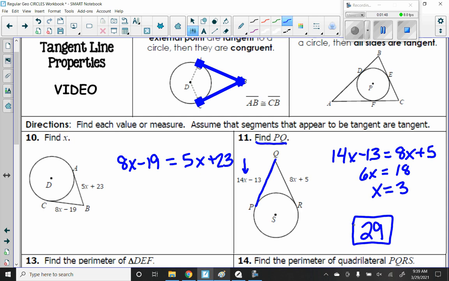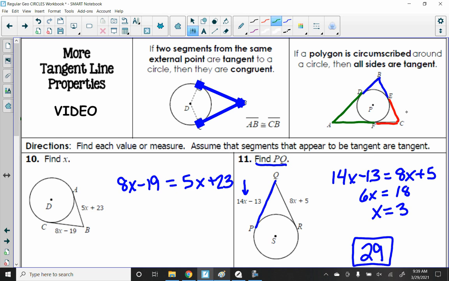Okay, so let's take this concept. These two pieces on this picture are going to be equal. These two pieces that meet at C are going to be equal to each other, and these two pieces that meet at A are going to equal each other. And if a circle is on the interior of a triangle or quadrilateral, this is called circumscribed. That means inside around the circle, then all sides are tangent. And that's what I just said, all sides are tangent.